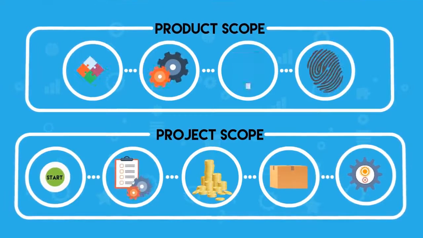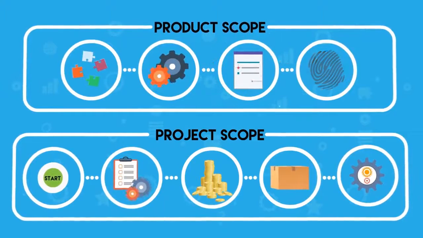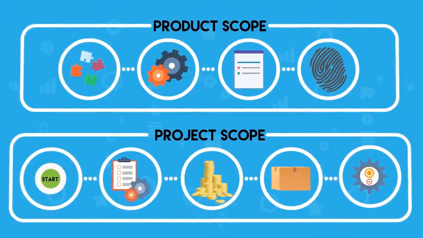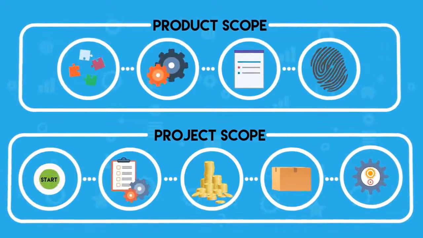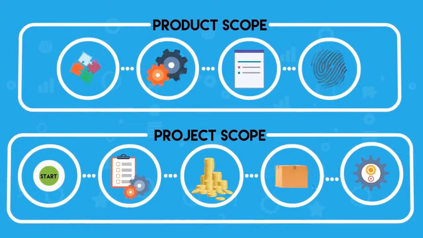At the same time, if the project budget is cut, you may need to decrease quality or amount of work completed, which will impact product scope. So you see how product scope and project scope are different, yet very closely related and intertwined.